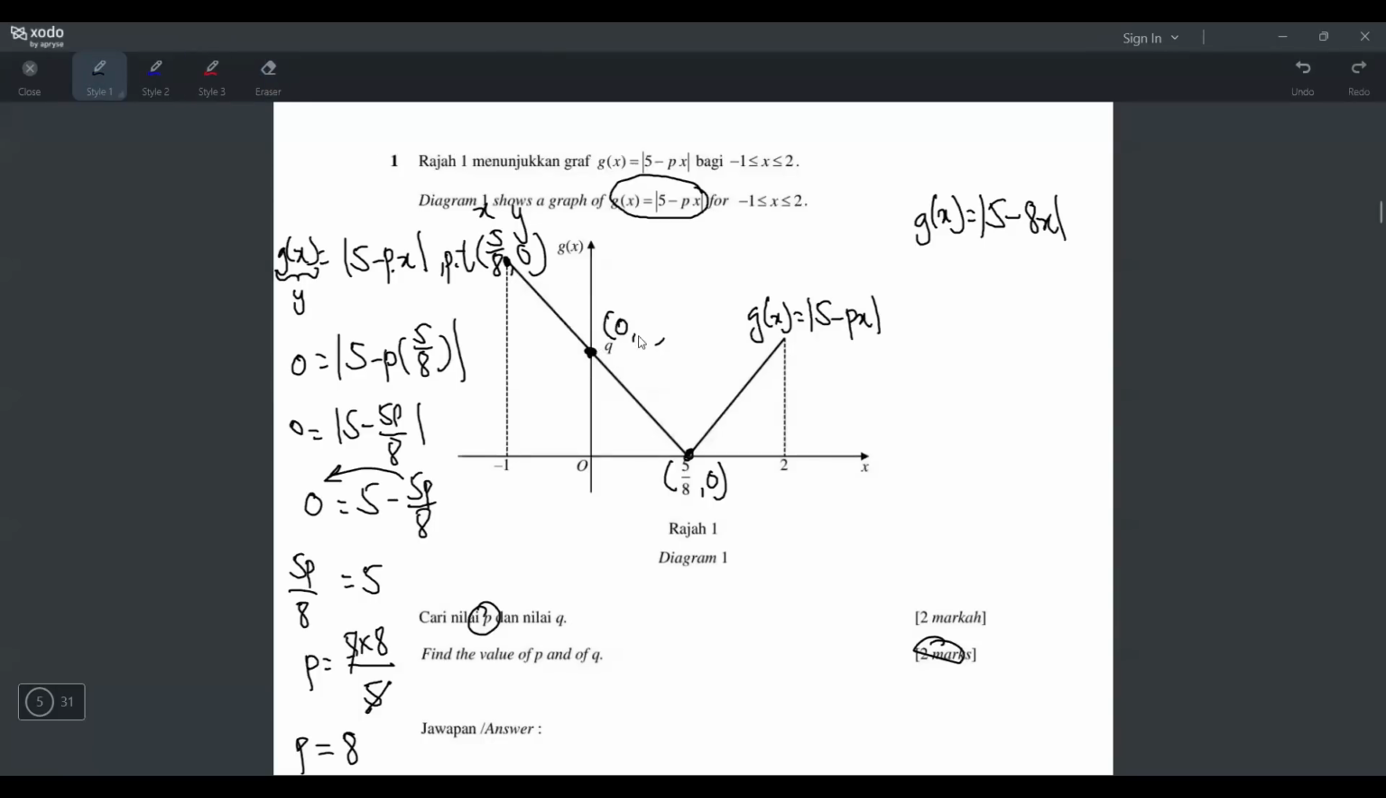This one, the x-coordinate is 0. Sorry, because it's the y-intercept. Y-intercept, so x equals 0. X-intercept, y equals 0. So point Q is the y-intercept, so the x-coordinate should be 0.